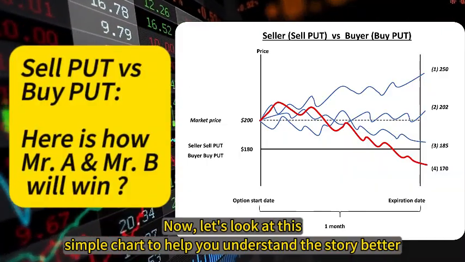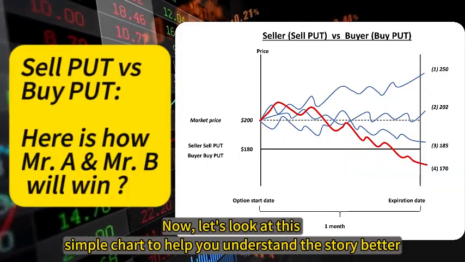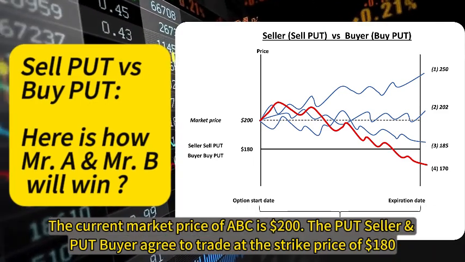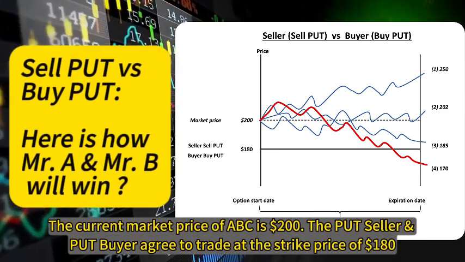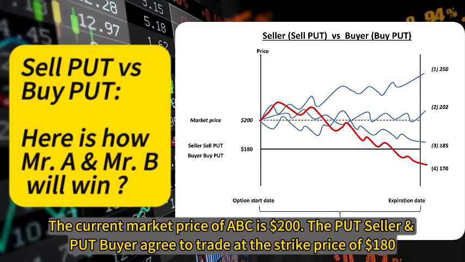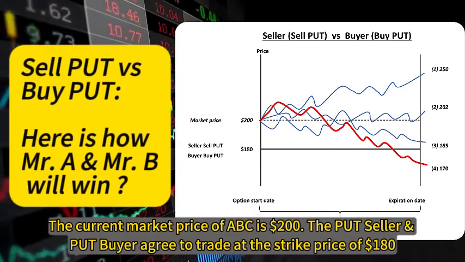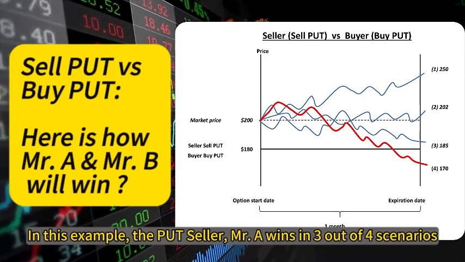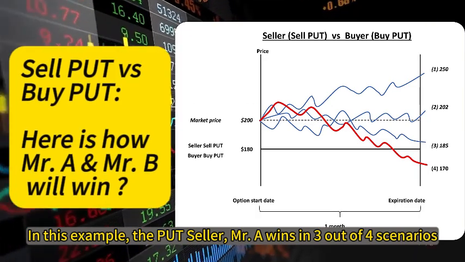Now, let's look at this simple chart to help you understand the story better. The current market price of ABC is $200, and the put seller and put buyer agree to trade at the strike price of $180. In this example, the put seller, Mr. A, wins in 3 out of 4 scenarios.